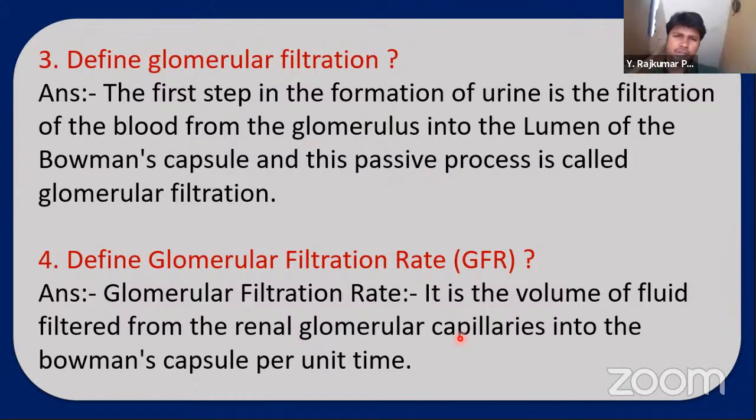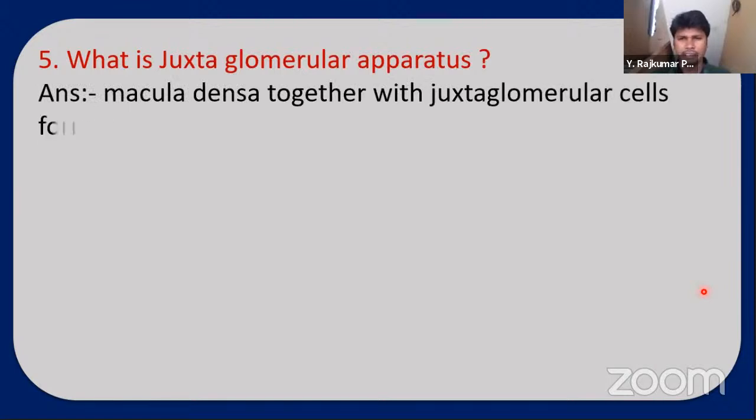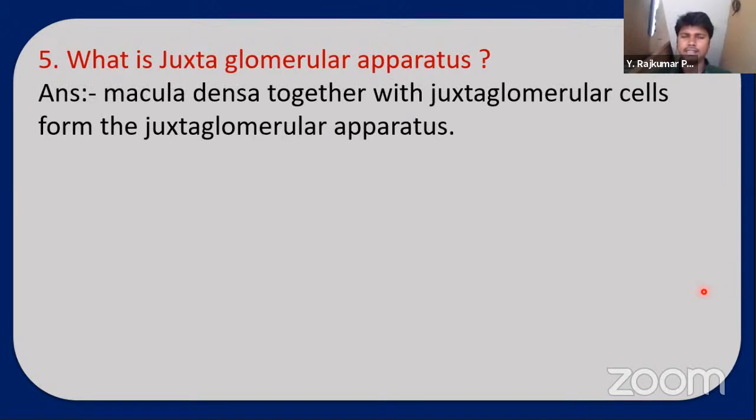Let's go to the fifth question, fifth 2 marks question. What is juxtaglomerular apparatus? Okay, so just now I have shown you the picture. There also you can see the juxtaglomerular apparatus. It is the composition of 2 parts of the nephron. Macula densa together with juxtaglomerular cells form the juxtaglomerular apparatus.